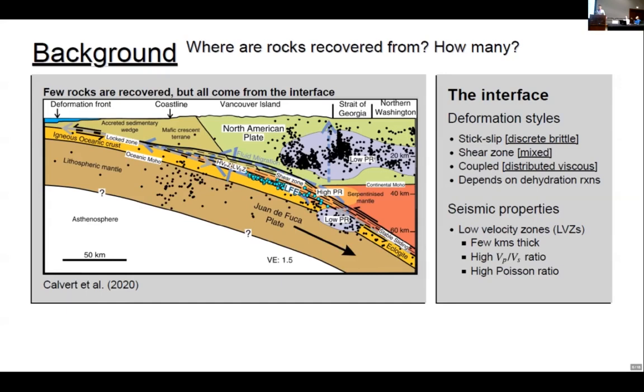And the interface also has unique seismic properties, which are characterized by these low velocity zones that have been imaged to be on the order of a few kilometers thick. And they have high Vp/Vs ratios and high Poisson ratios, which makes them easy to identify.